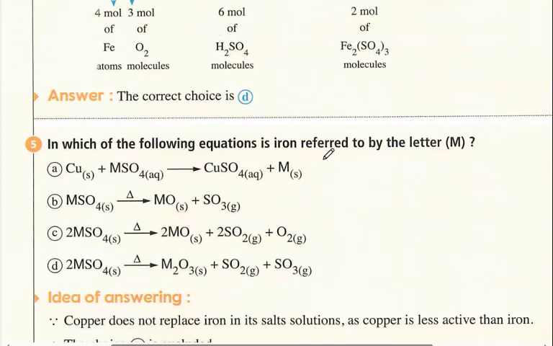Which of the following equations is iron referred to by M? We have to see the equations here, and contemplate each equation individually and see if this M is iron or not. Here in the first equation, copper replaces M and forms copper sulfate. If M is iron, copper cannot replace it. Iron is more active than copper, so this cannot happen. Iron can replace copper in its salts, but copper cannot replace iron in its salts. So this is not correct.